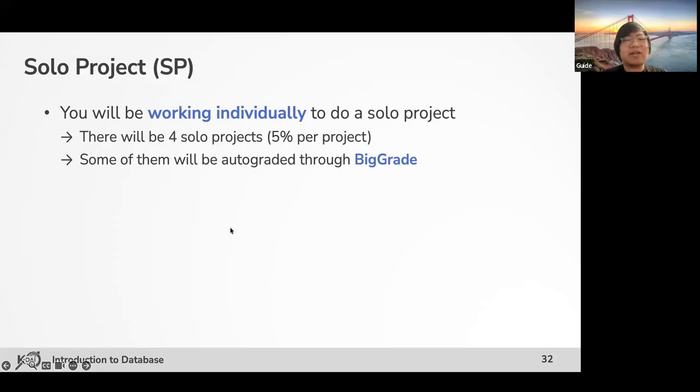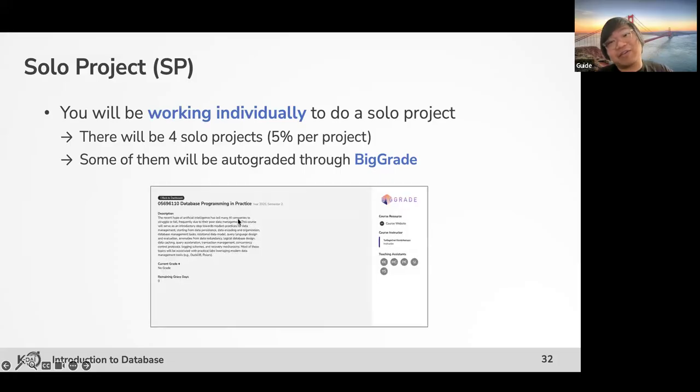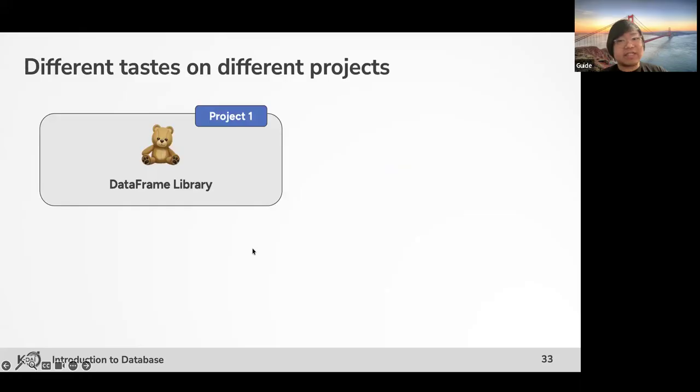Some of them will be auto-graded through Big Grade, so you will still need to get stuck with Big Grade. Okay, if you don't like Big Grade, I'm sorry, but please feel free to give us feedback so that I can improve it. Right. So there will be four projects, as I told you.